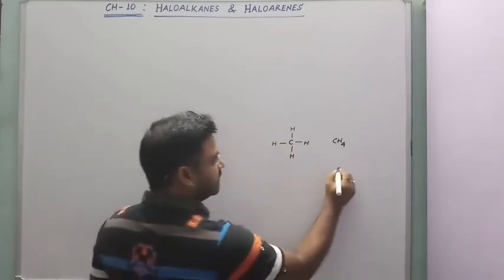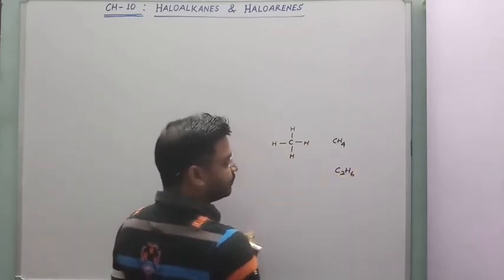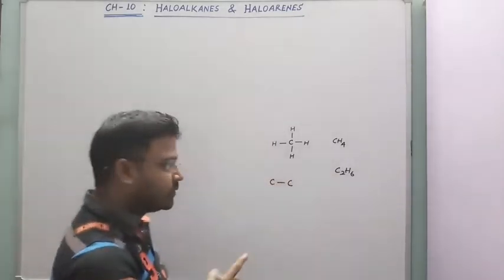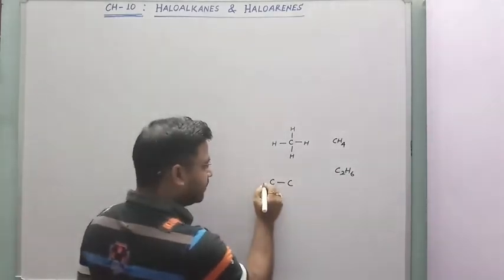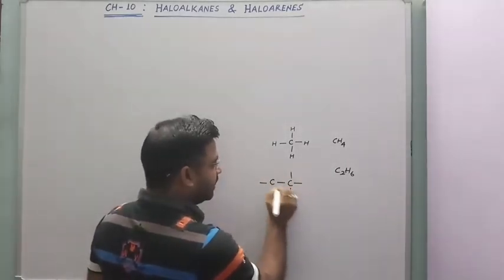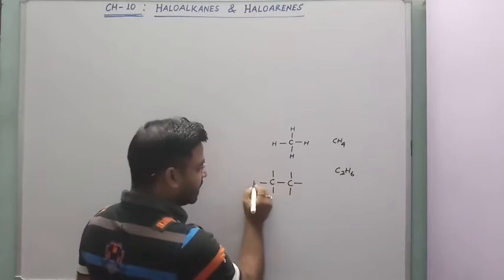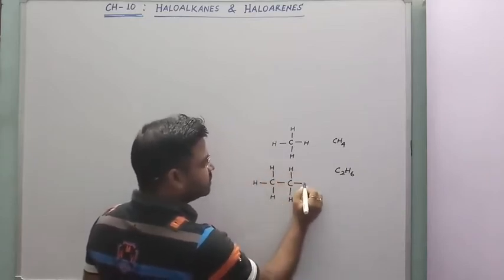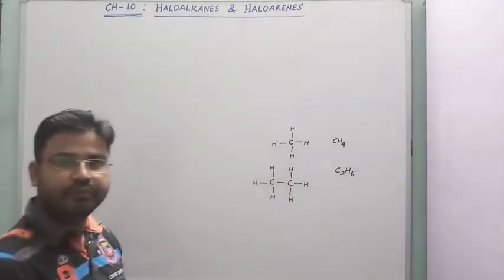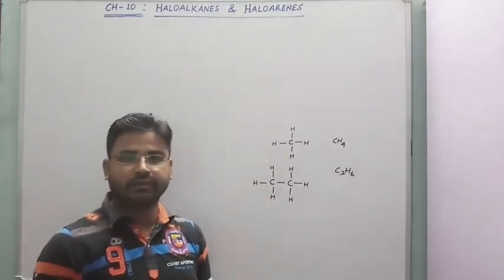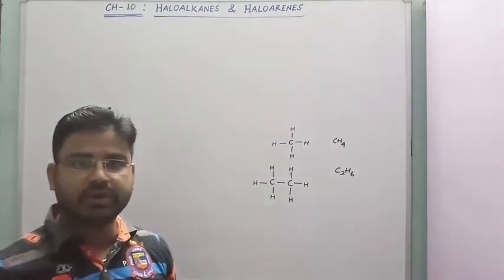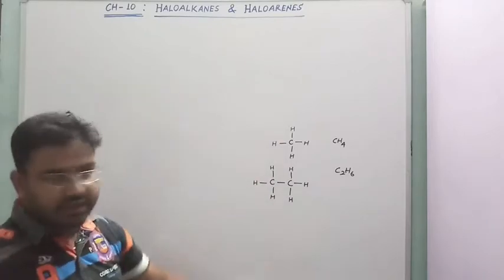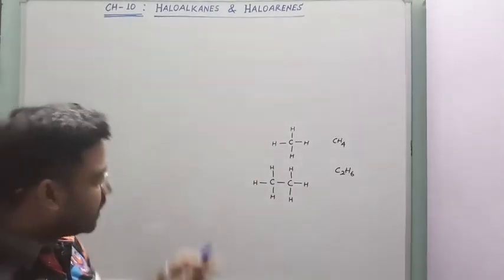Say ethane. Ethane is C2H6. So C2H6, one carbon, second carbon. The carbon atoms are joined by single bonds only. And the valency of carbon is 4. So each carbon contains 3 hydrogen. So this is ethane. These are saturated hydrocarbons and are called alkanes. So methane, ethane, propane, butane, isobutane. So these are alkanes. So what are haloalkanes?